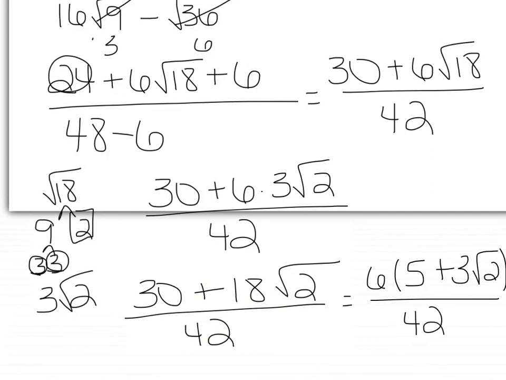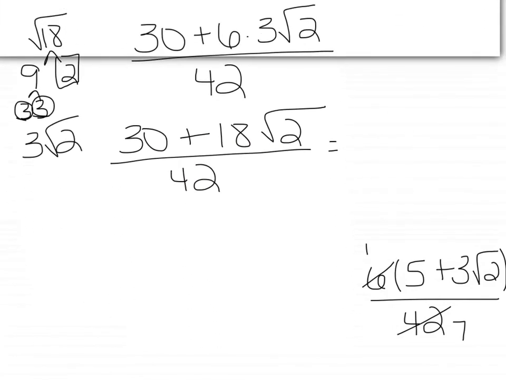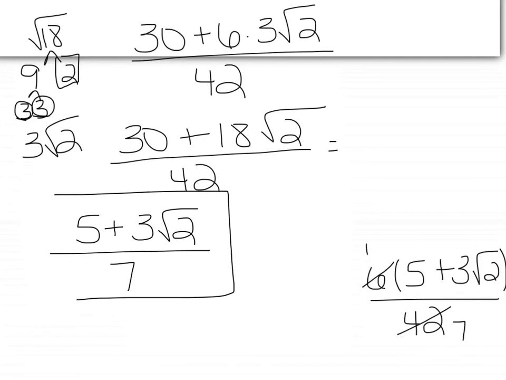And the whole reason we did that is so we can reduce these. 6 over 42 reduces to 1 over 7. So then I have 5 plus 3 square root of 2 all over 7. And that is your final answer. And that completes this homework. Good job.